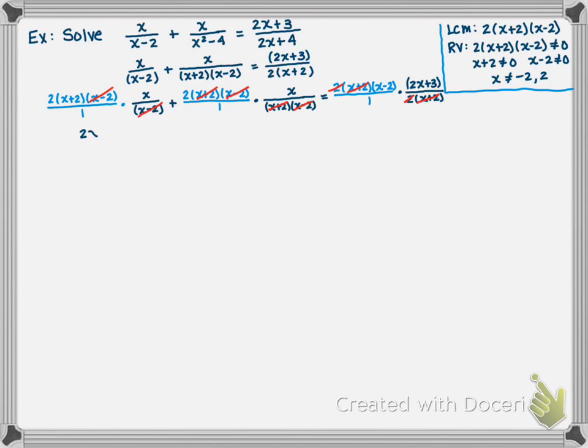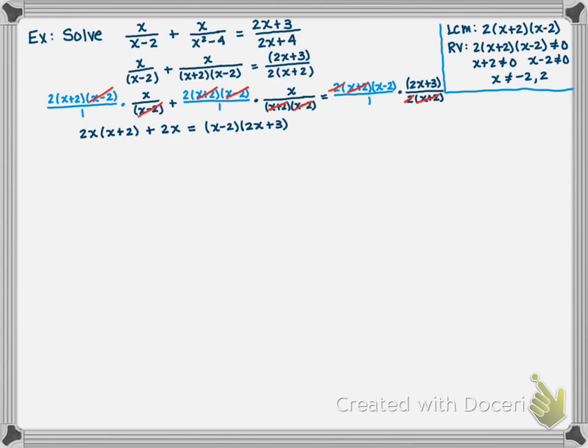And I'm going to bring that factor of x to the front. That way I don't have to try to distribute the x and the 2 separately. I can distribute like 2x all at once. And then plus 2 times x equals x minus 2 times 2x plus 3.